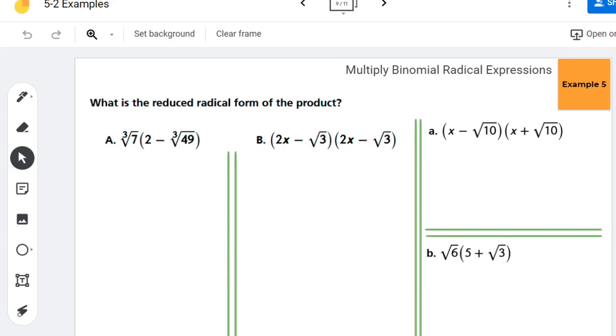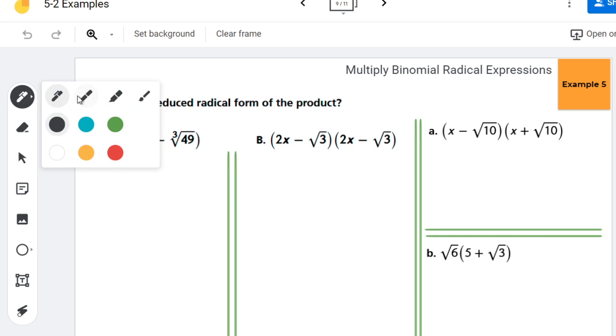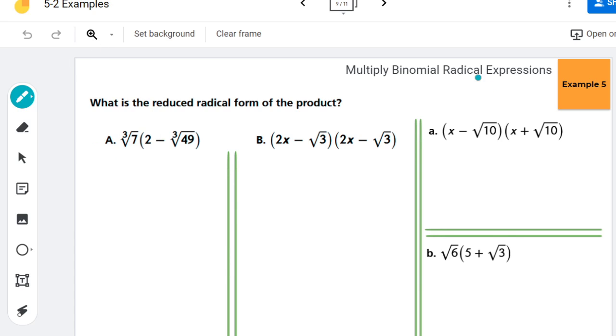In today's video, I'm covering example 5 from section 5-2 in the SavvasRealize Algebra 2 textbook. The goal of this example is to multiply binomial radical expressions. That's a mouthful. So remember, binomial just means two terms, and then they have a radical, so binomial radical expressions.